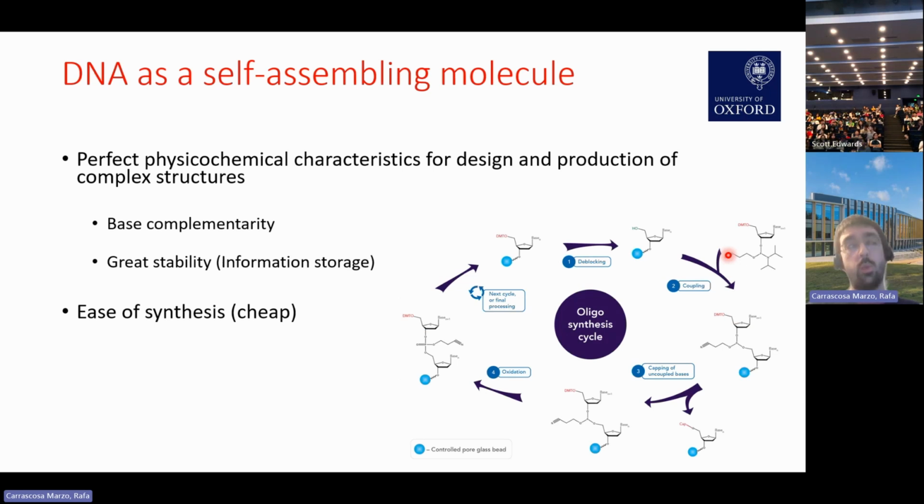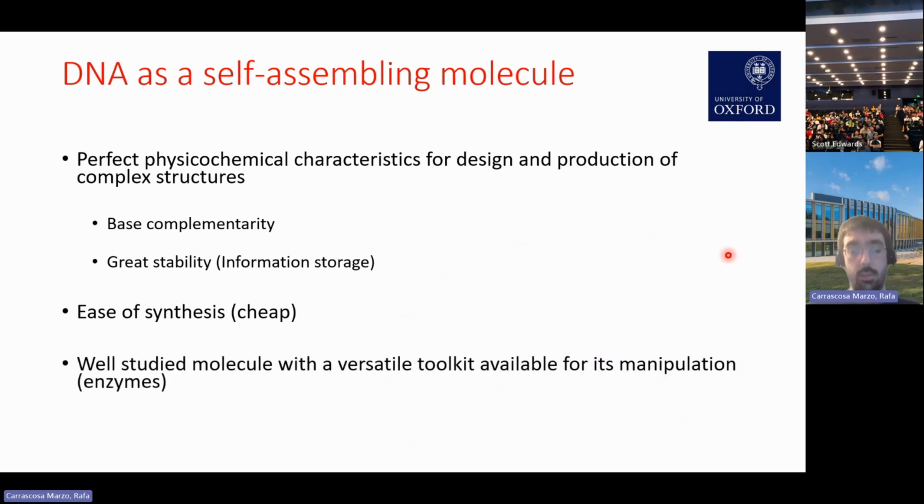With the development of technology, the ease of synthesis is quite great, and we can produce it at a relatively low cost in large quantities. And then, of course, as I mentioned earlier, it's a very well-studied molecule that has a versatile toolkit available for its manipulation. Understand toolkit as different molecules that will interact with DNA in a very specific, controlled way.